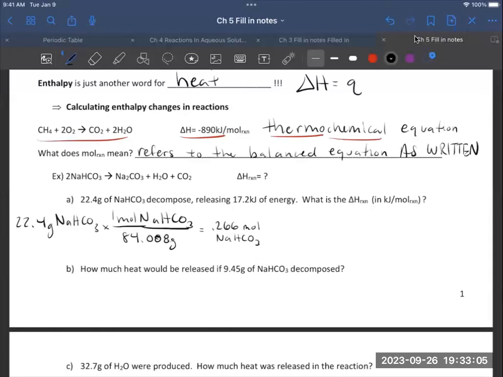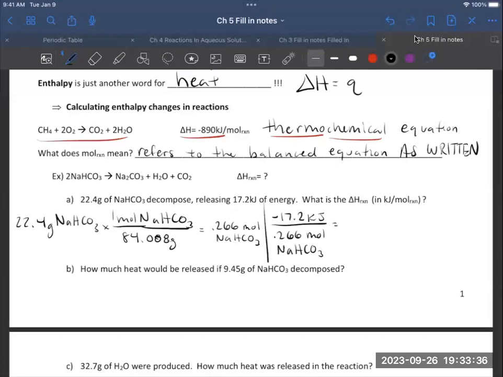Okay, so now we know how many moles of NaHCO3 reacted. The next thing we've got to do is figure out what the ratio is for the amount of heat energy that was released. So according to the reaction, here's our next step. There was 17.2 kilojoules of heat energy released in our 0.266 moles of NaHCO3.